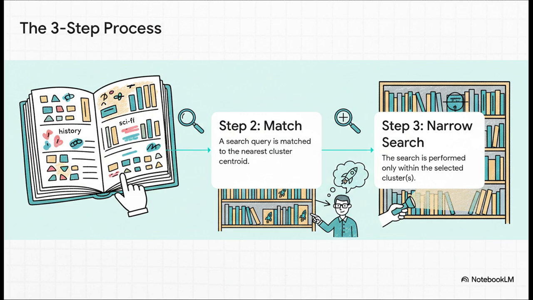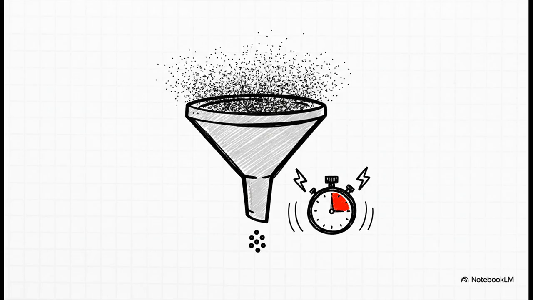Second, match. You walk up and ask for a book about space travel. The librarian instantly knows your query is closest to the center of the sci-fi section. They don't go scan every single book, they just point you to that section. And finally, step 3, the narrow search. Now you only have to look in that one aisle, not the entire massive library. And that right there is the whole secret. By cutting down the search space from, say, 1 million books to just a few hundred in one section, the whole process becomes thousands of times faster.